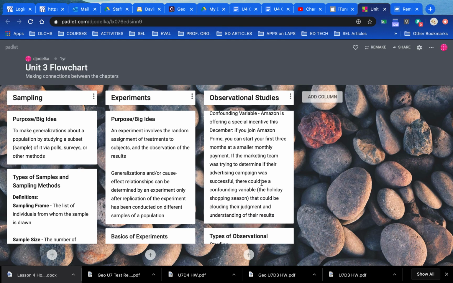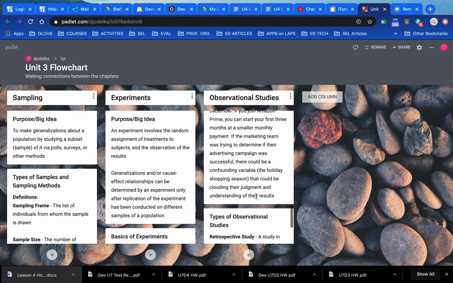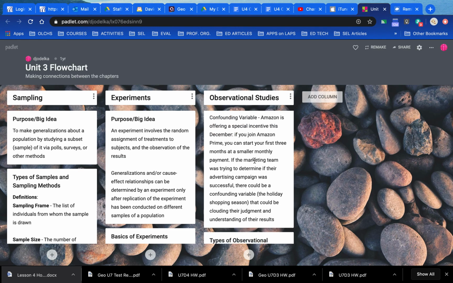Now here, it says a confounding variable. Amazon's offering a special incentive. If you join Prime, you can start your first 3 months at a smaller monthly payment. And they're trying to see if their advertising was successful. What they're saying here is something in the physical design of what they did. They started a special campaign right around the holiday shopping season. Was it really their ad campaign that was so good that made people sign up, or was it the confounding variable of the time in which they decided to roll out this new event?